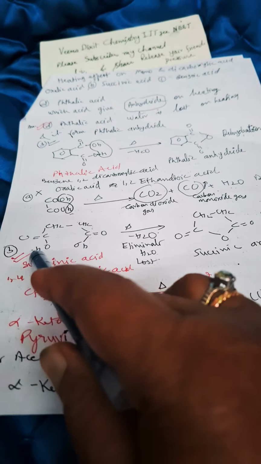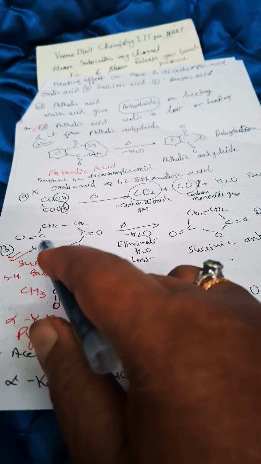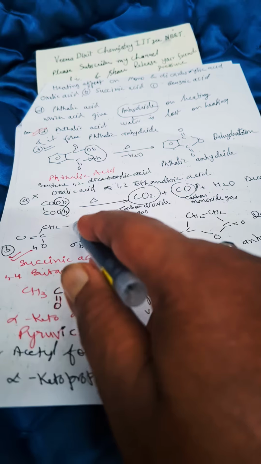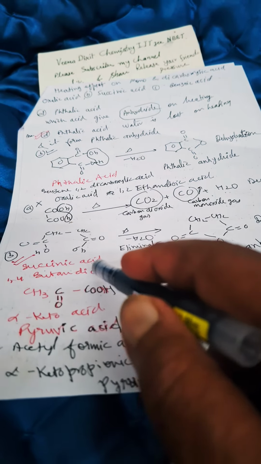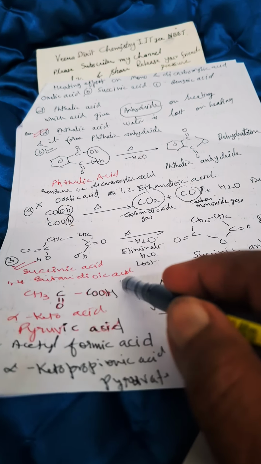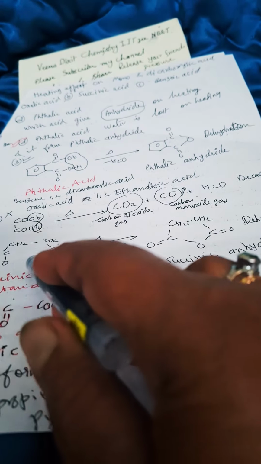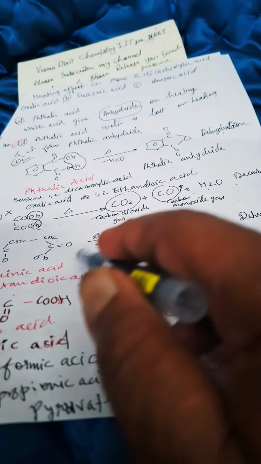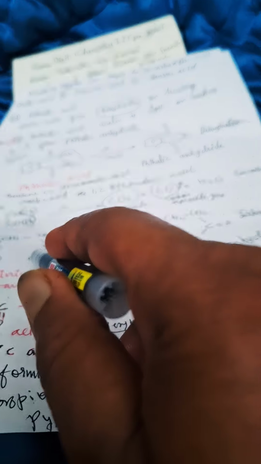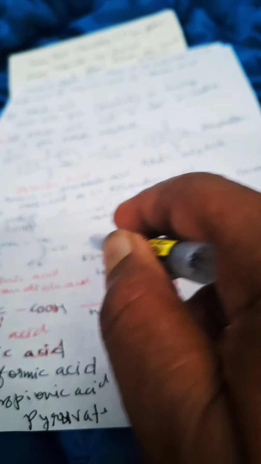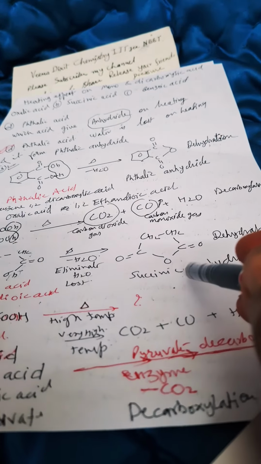Now this is succinic acid, 1,4, 1, 2, 3, 4, butane-1,4-dioic acid. Okay, this is called succinic acid. On heating, water is lost. OH and O will be lost from here, and here OH and H will be lost. So water will be lost here and we'll get succinic anhydride.